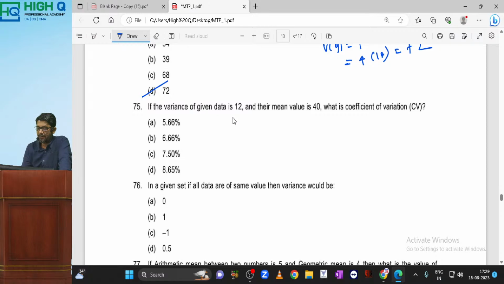If the variance of given data is 12 and their mean value is 40, what is the coefficient of variation? Variance of given data is 12, so sigma is equal to root 12. Am I right, my dear? Coefficient of variation is what, my dear? Sigma by x bar into 100. Can you tell me what is sigma?